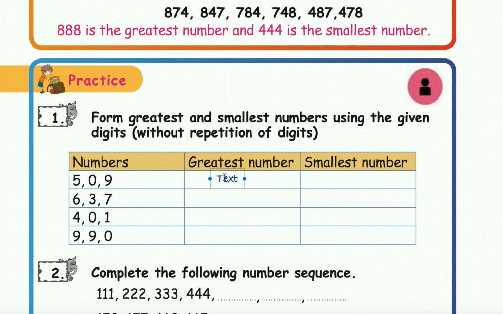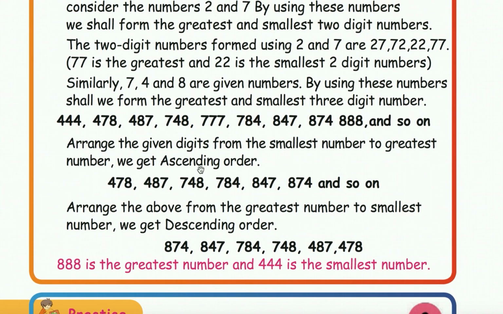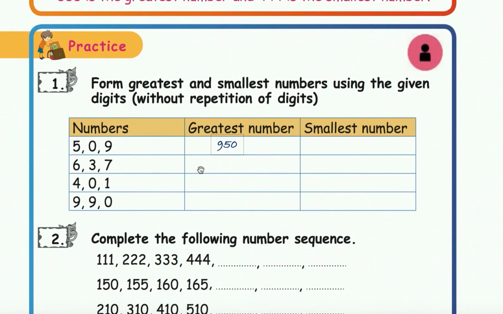See, 9 is bigger, right? Put the bigger one in the hundreds place first, and then 5 is bigger than 0, so put it in the tens place, then 0. This becomes the highest. Okay. For the least number, first put 0, then 5, and then 9. Okay, 059 is the least number.